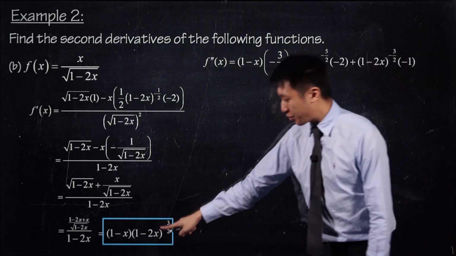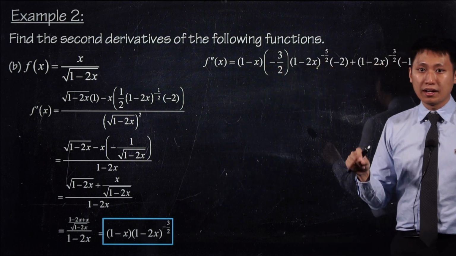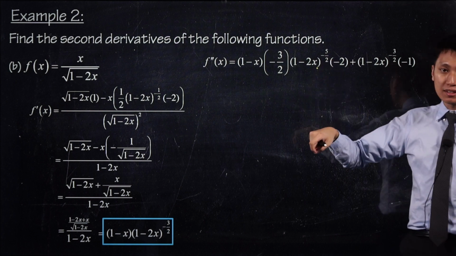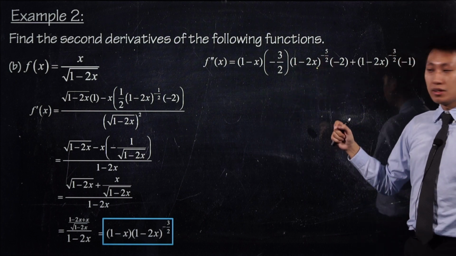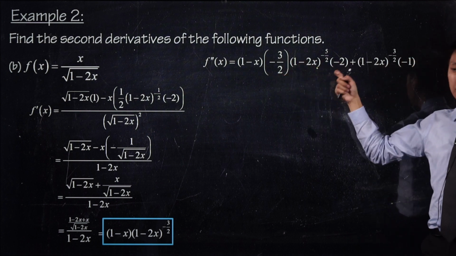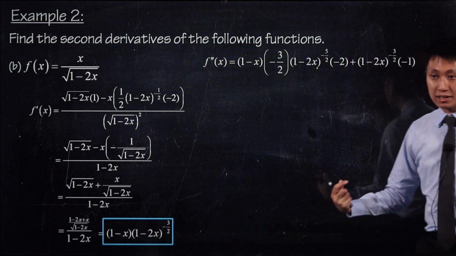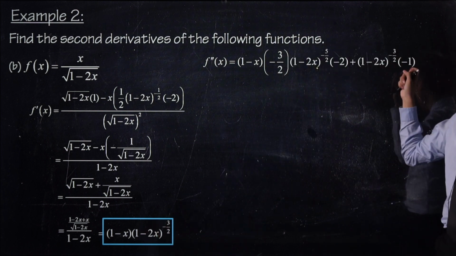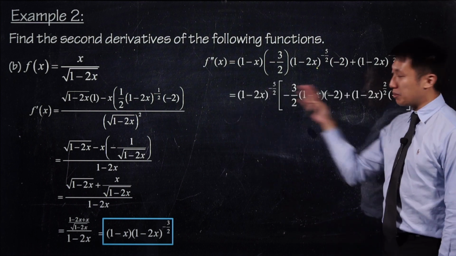Chain rule, so I bring the power down here, then the power decreases by 1. Decrease by 1 means minus 2/2 for this case, so minus 5/2. Then I have to remember to differentiate inside, which gives me negative 2. Then plus, I keep the second one, differentiate the first one, that's slightly simpler, so it's negative 1. And I shall just multiply them.